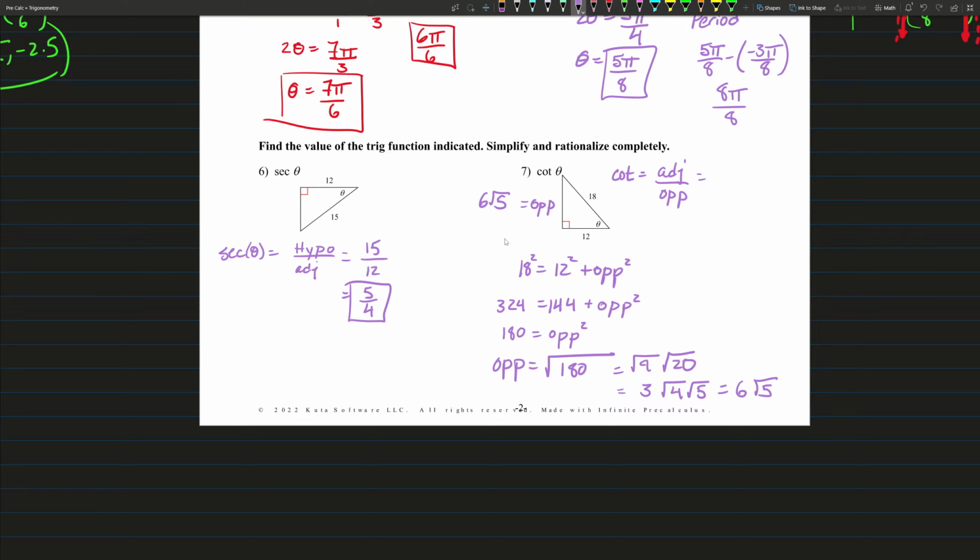So then we just plug everything in. So we get 12 over 6 rad 5. 12 divided by 6, that's 2. So we get 2 over rad 5. And then we need to rationalize. So we get 2 rad 5 over 5. And then that's our final answer. So that one's a little bit more involved. But we're just using the Pythagorean theorem and then what cotangent is. And then rationalizing.